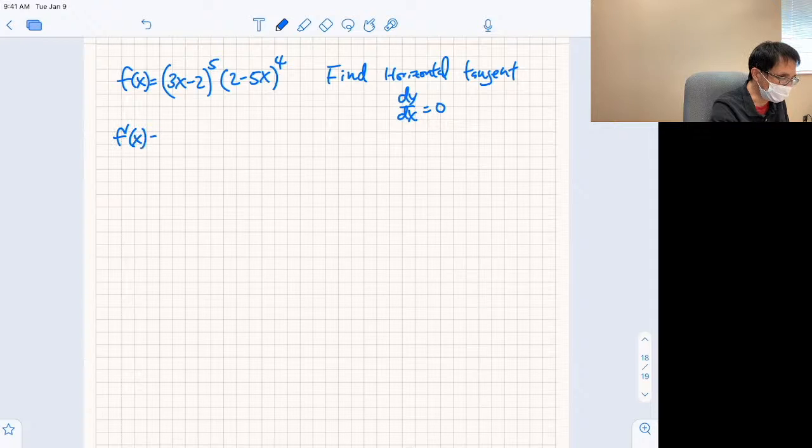Now, some people did it wrong because they just took a derivative of this, used chain rule, times a derivative of this with chain rule, and that's wrong, because you didn't deal with the product. So I'm going to take a derivative down here. I'm going to take the first factor, 3x minus 2. You really need to have neat handwriting in this case.